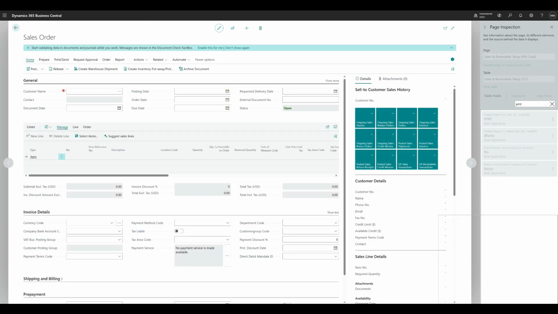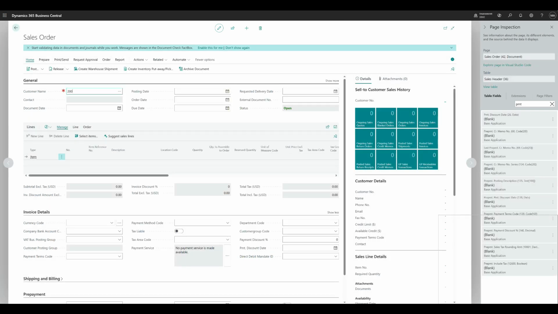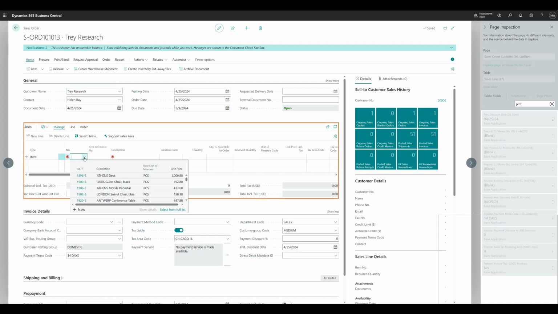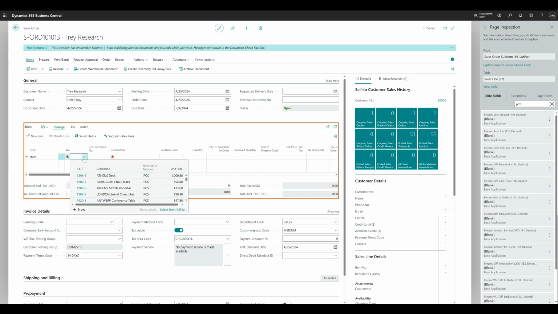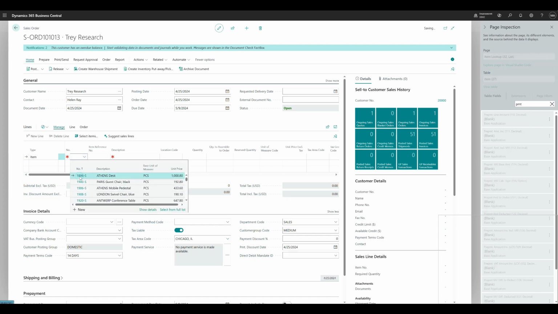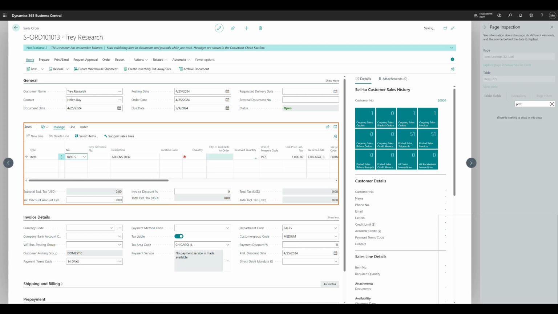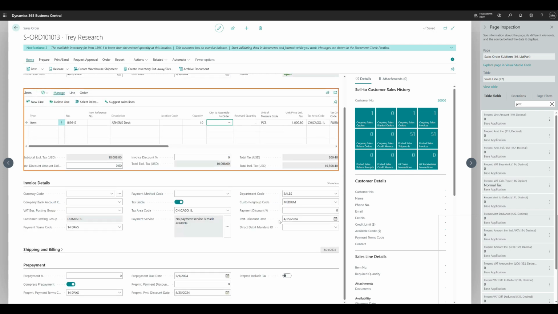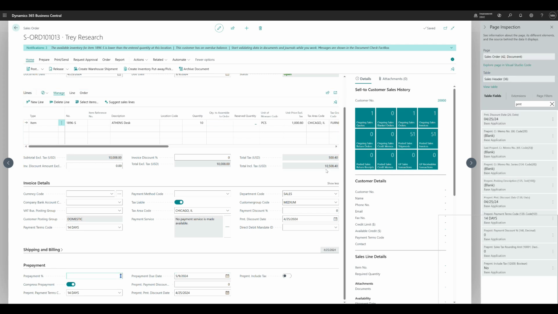Let's go here and choose a customer. Let's choose 20000, Trade Research, and let's assume we're selling them something with a rounded amount, $1,000. Let's sell them 10 Athens desks. And the way you set up the prepayment is here, on the Prepayment FastTab. We're expecting to charge them 10,500.